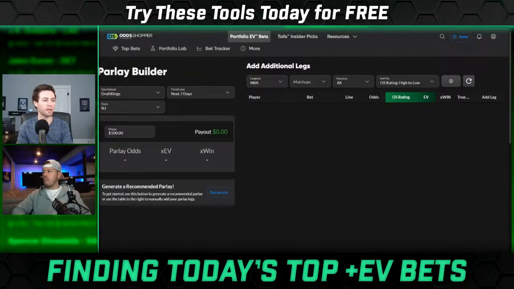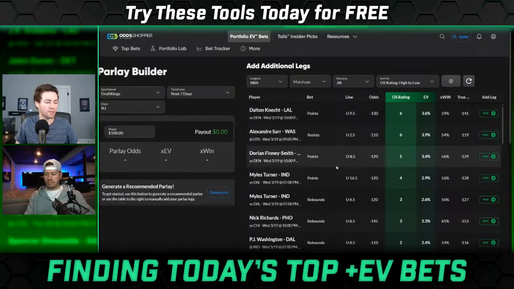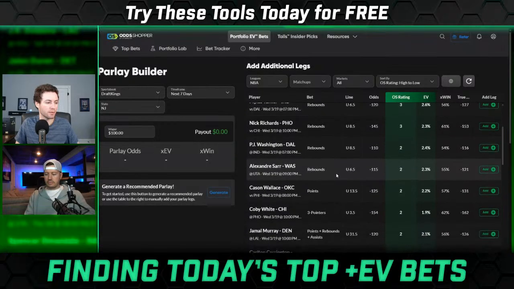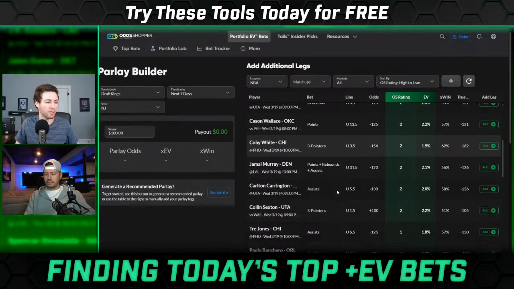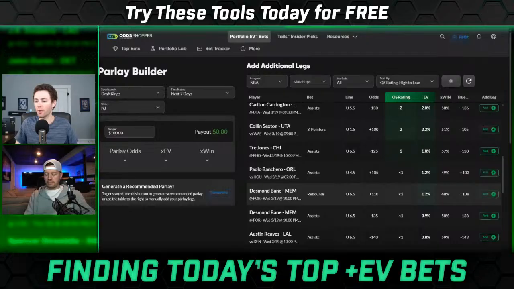All right. NBA, we got DraftKings up. Let's see what we could build out. Just scanning the teams here. All right, so we got a couple Lakers players at the top. Dorian Finney-Smith over 8.5 points. Dalton Knecht under 9.5 points. We've got a Jamal Murray prop in here. And it could be same game parlay X as well.